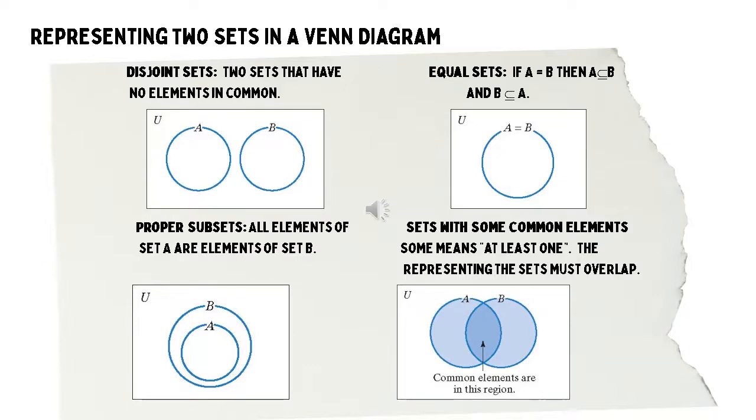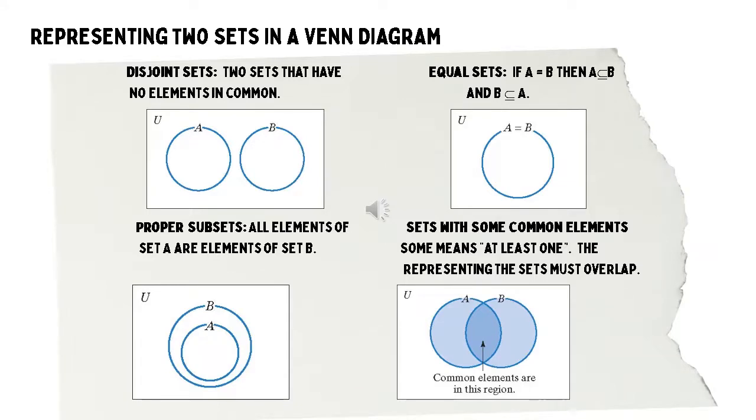Let us know the different kinds of sets that represent two sets in a Venn diagram. First is disjoint set. When we say disjoint sets, these are the two sets that have no elements in common. As you can see in the picture, sa kanila pong representation, set A and set B are not overlapping because they have no elements in common. Next, equal set. If A is equal to B, then A is a subset of B and B is a subset of A. Ayan ang makikita sa kanilang representation.